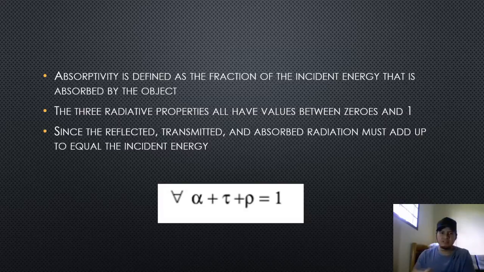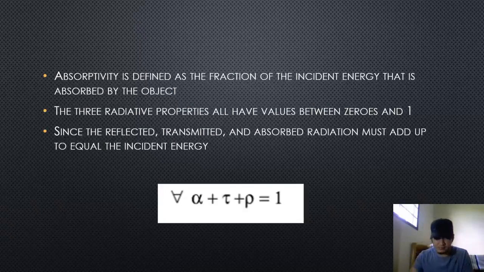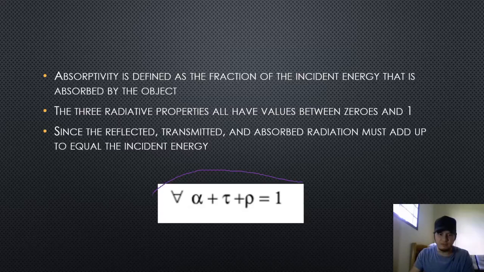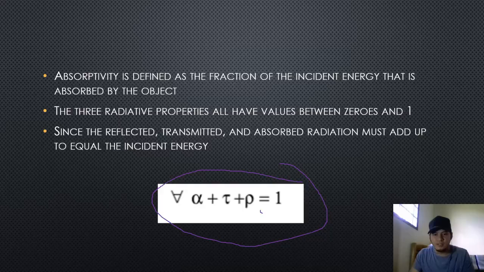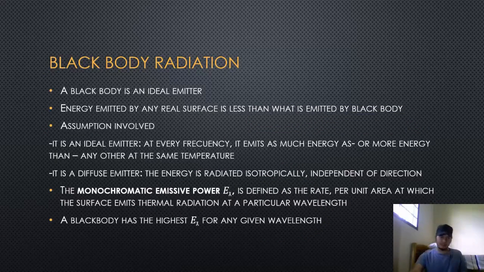The three radiative properties all have values between 0 and 1, since the reflected, transmitted, and absorbed radiation must add up to equal the incident energy. This is an example of the formula. These are the values between 0 and 1 for the three radiative properties. Now we talk about black body radiation.